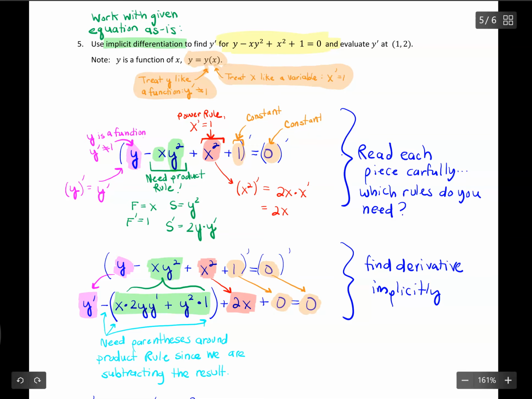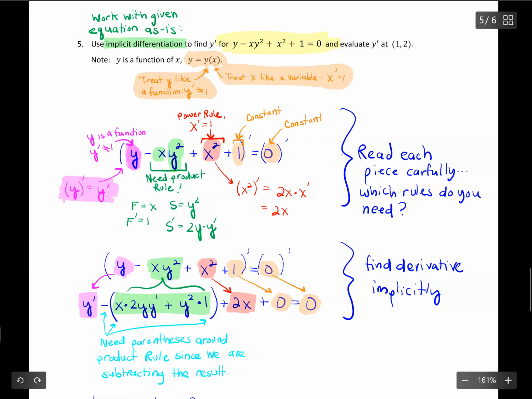So this is what I did here. So I said, okay, I have the letter y. Y is acting like a function. Okay, so that means when I take the derivative of y, I'm going to record it as y prime. I'm not going to record it as a 1. Then I moved on to the next piece of information.